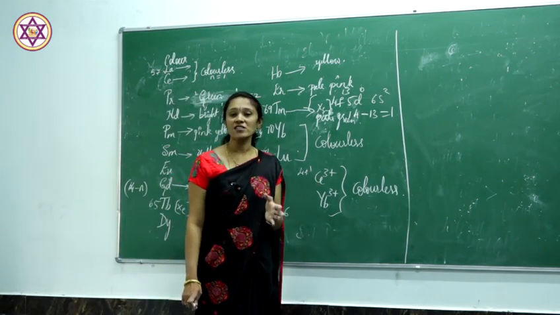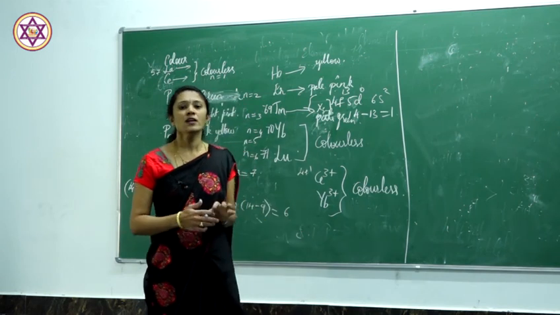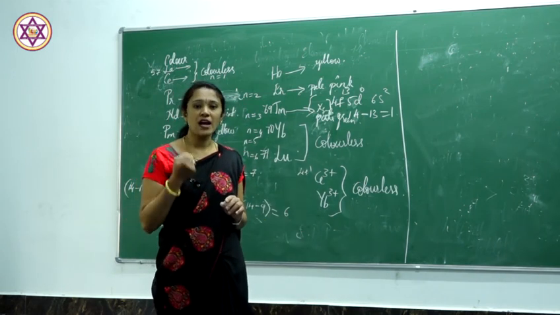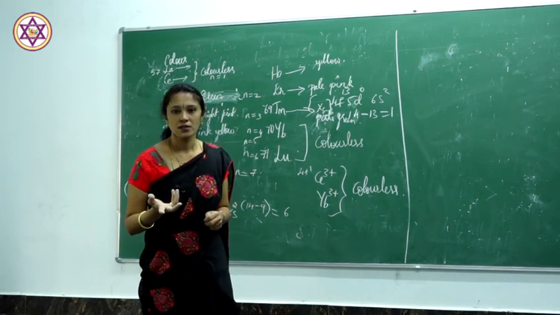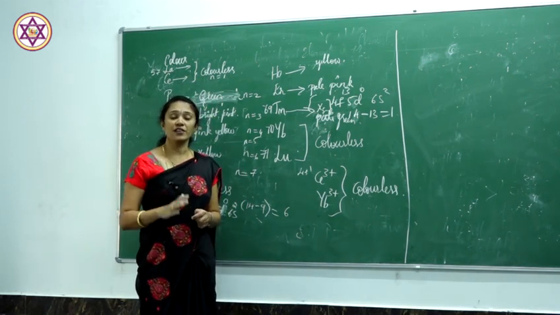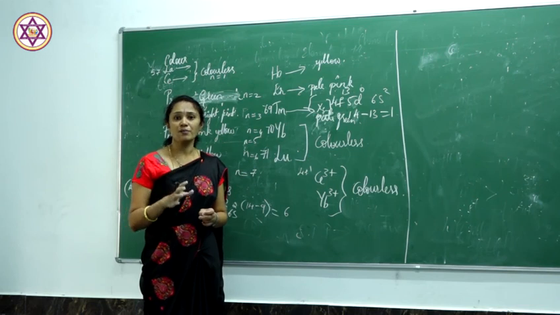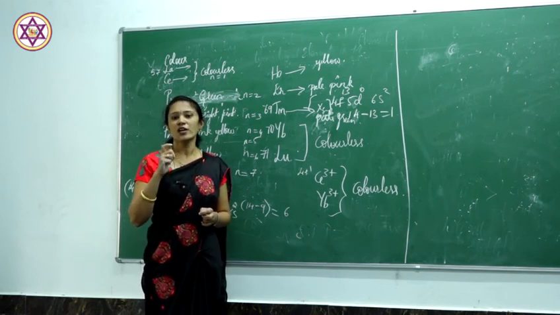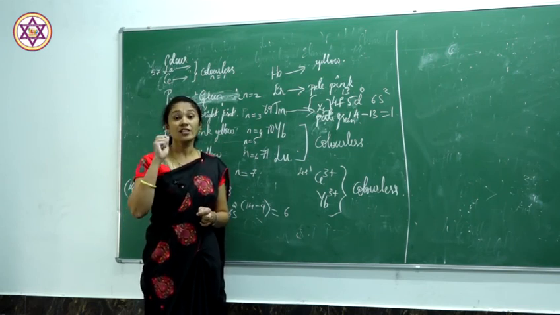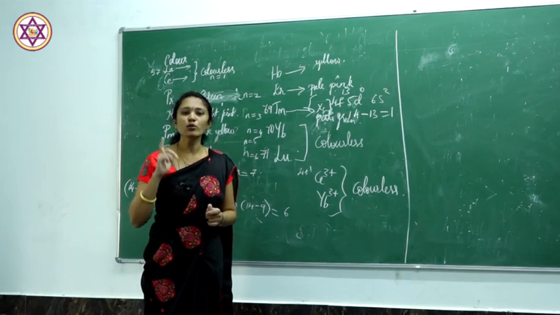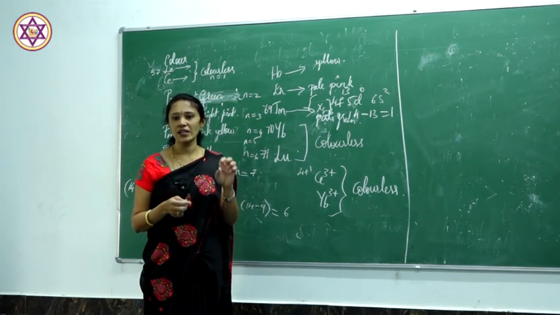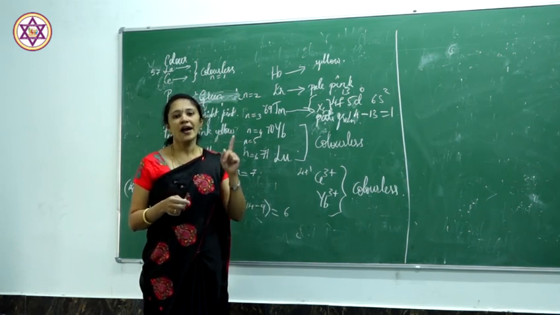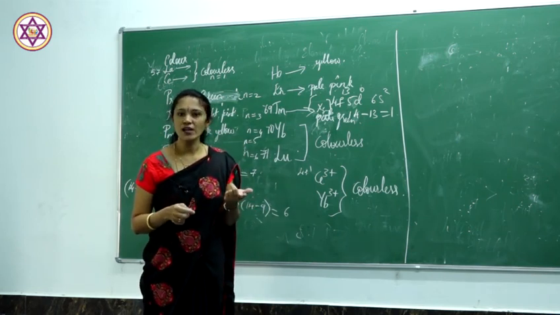Due to f-f transition in the band, what happens? They absorb the colors and emit the complementary colors. In inner transition elements, their band is very thin in nature, very sharp compared to transition elements.